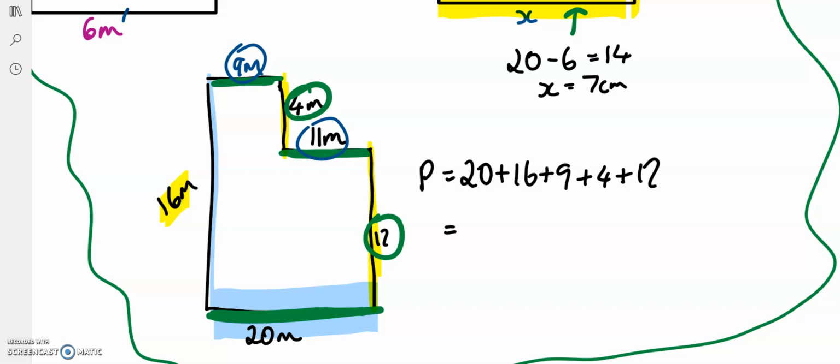Let's just double check that. 20, 16, 9 and 11, 4 and 12. Have I got 6 numbers? 1, 2, 3, 4, I've only got 5 numbers. Which one have I missed? 20, 16, 9, 4, 12. I've missed the 11. I missed that 11 there, apologies. So when we add that together, that's going to become 72 meters.